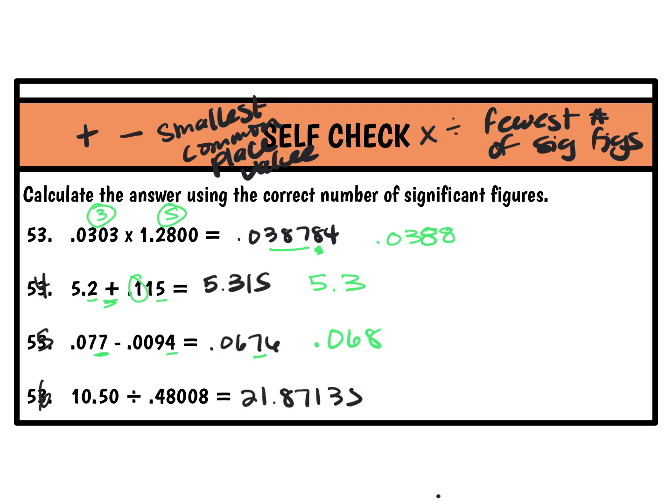And then down here, we've got division. So we're looking for that fewest number of sig figs. So this one actually has 4. Don't forget this last guy is significant. This one then has 5. These zeros are significant in here because they're sandwiched. So we can only have 4 sig figs. So our final answer for this one would be 21.87.